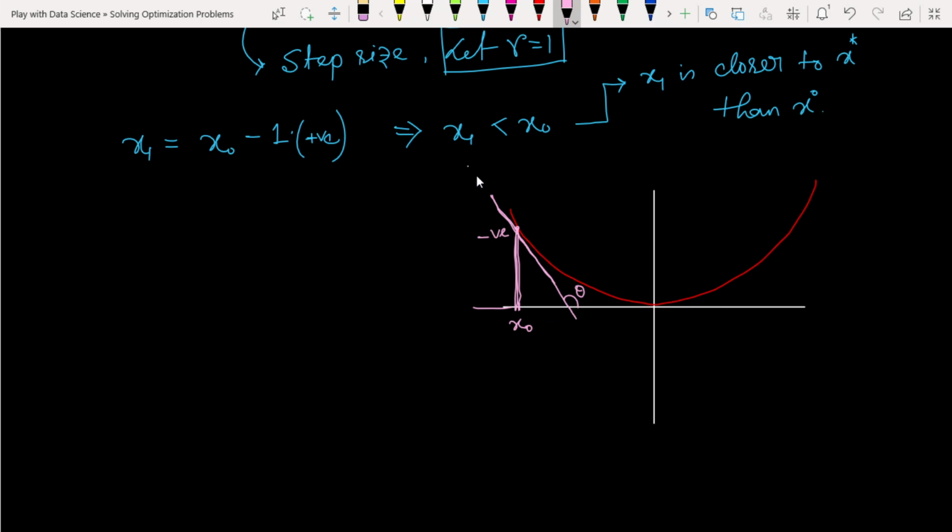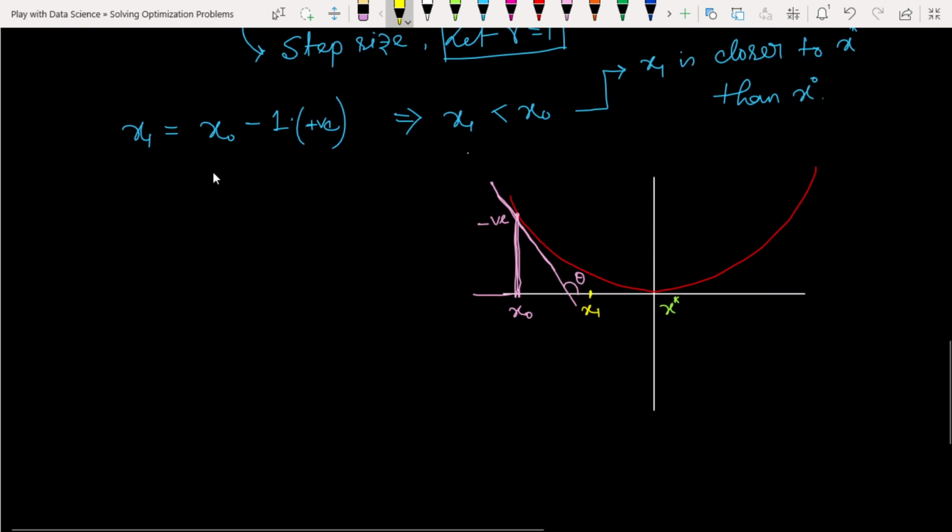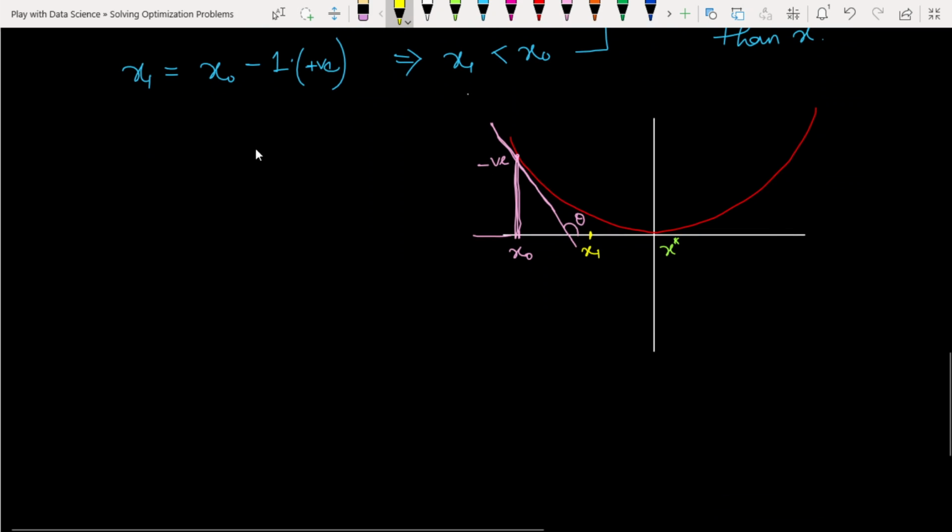Here is our optimal point x star, and now we are interested in choosing a point that lies between x star and x naught, and this point is also greater than x naught. Let's say our point will be here, x1. Now how will we choose it? Just using the same formula. Let's see how this formula works.